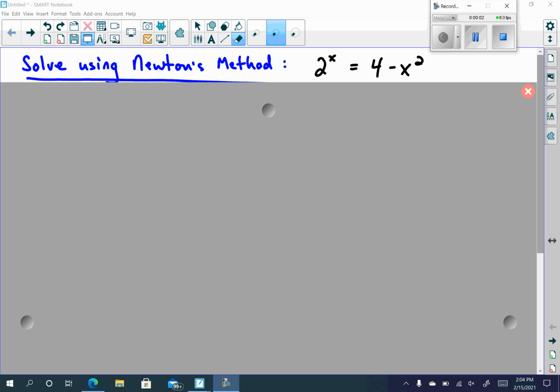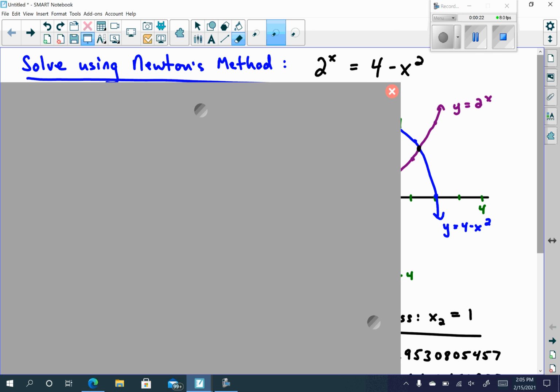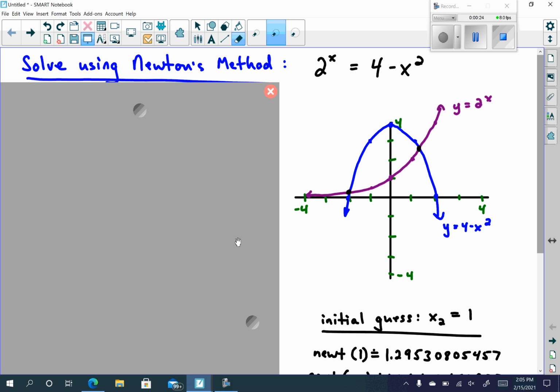Hello everyone, here's a solution to that third example I gave you from last week where you had to solve for x and we were given that 2 to the x is equal to 4 minus x squared. So I first want to go through the sketch of this. It's not too terrible to sketch the graph of y equals 2 to the x, just an exponential function. Also, graphing y equals 4 minus x squared is a parabola that opens down. So here are two graphs.